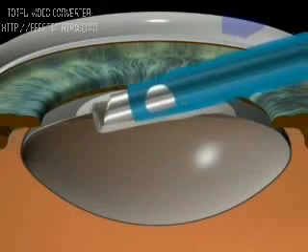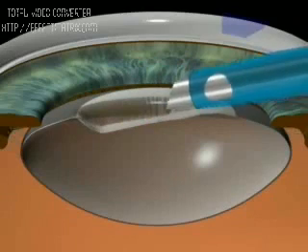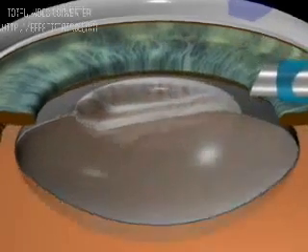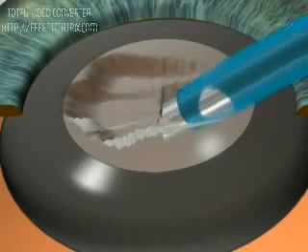Phaco emulsification. A spatula and the phaco tip are inserted through the incisions. The phaco tip starts the downslope sculpting. As downslope sculpting proceeds, a deep trench is created in the center of the nucleus.